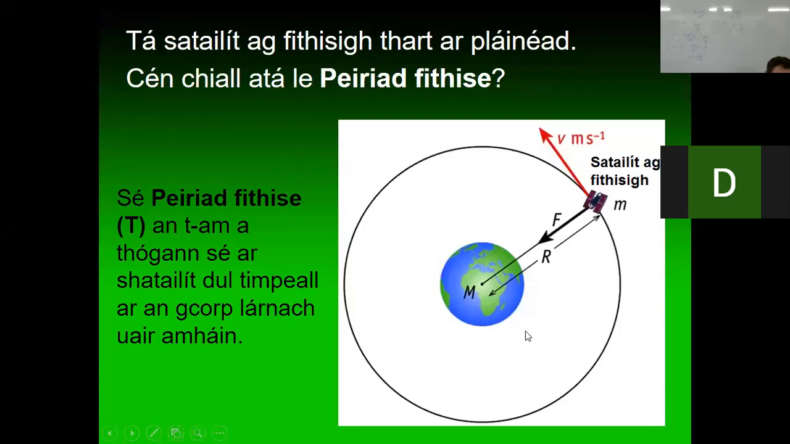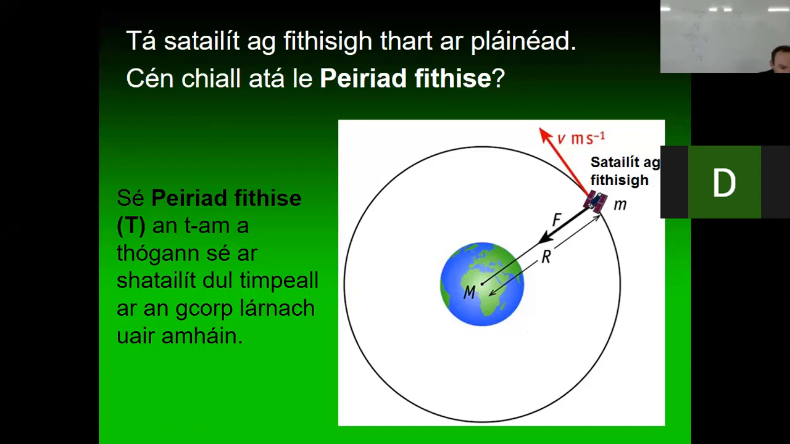Satellites orbit planets, so let's look at the period of an orbit. The time taken for a satellite to go once around the central body is called the periodic time, or simply the period T of an orbit.